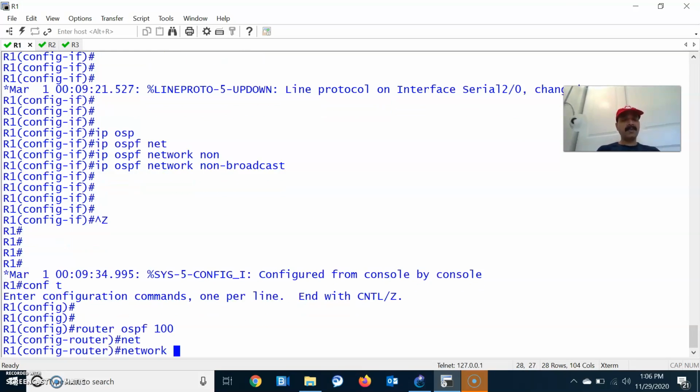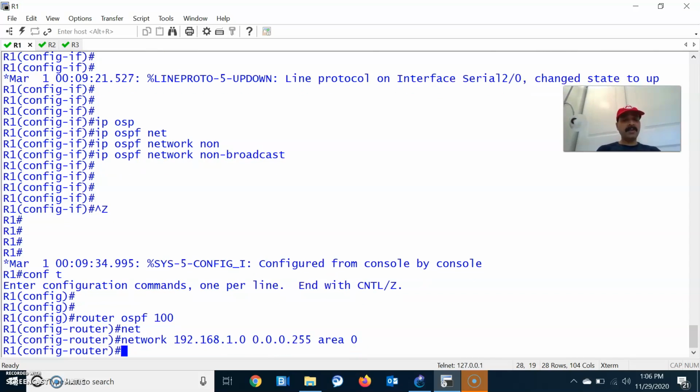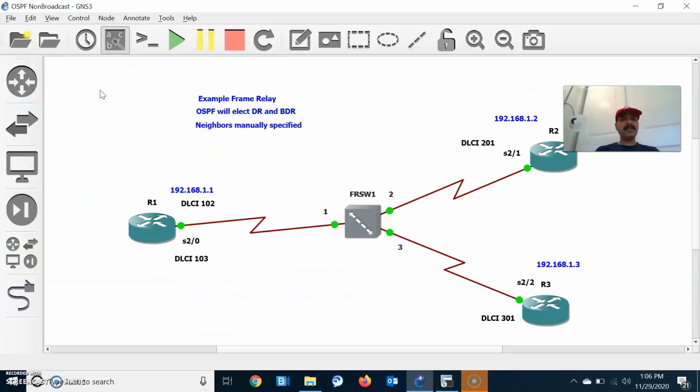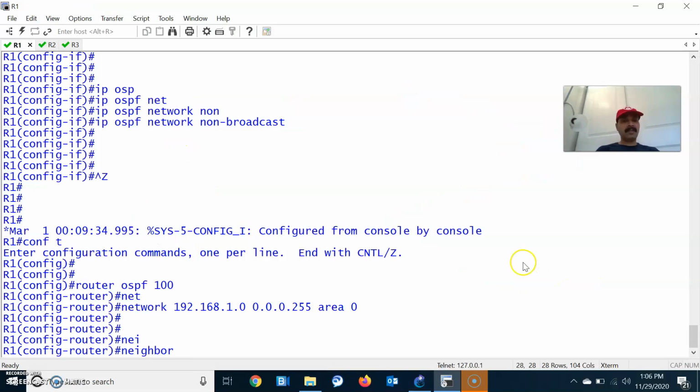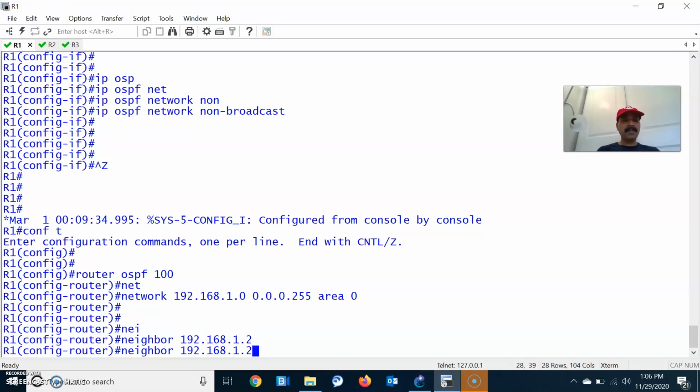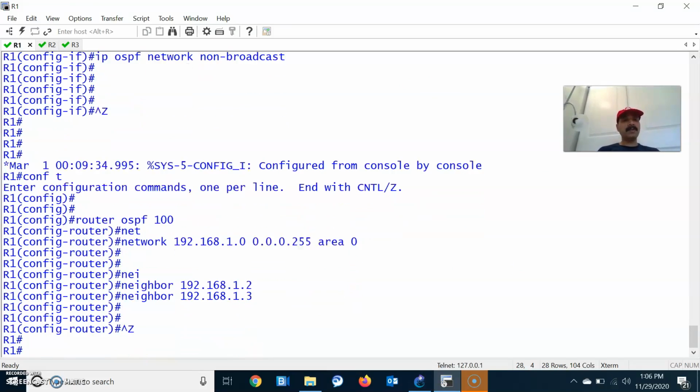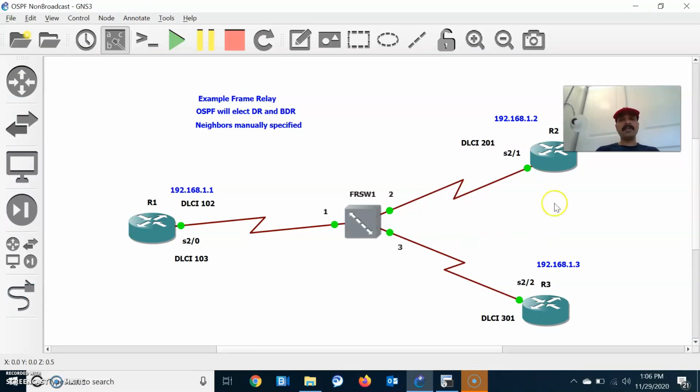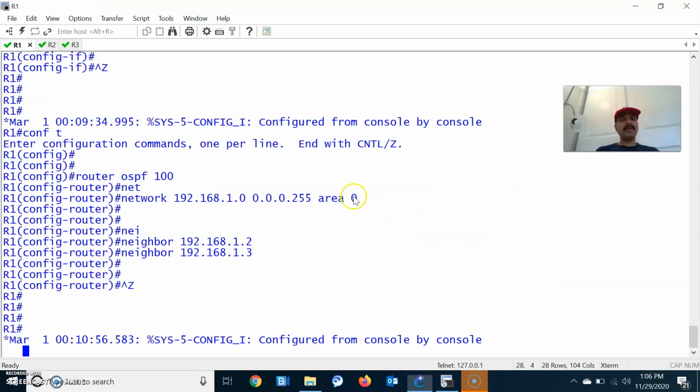Now let us enable the network 192.168.1.0 followed by 0.0.0.255 followed by area 0. Then let us specify the neighbors. It has two neighbors, right? 192.168.1.2 and 192.168.1.3. These are the two neighbors I have configured. So R1 has two neighbors: R2 and R3.